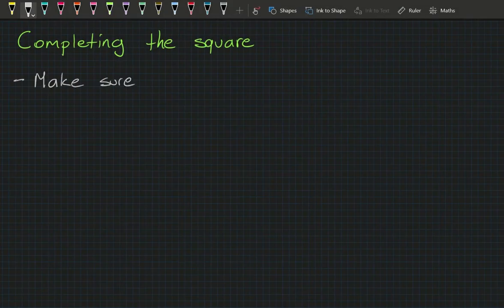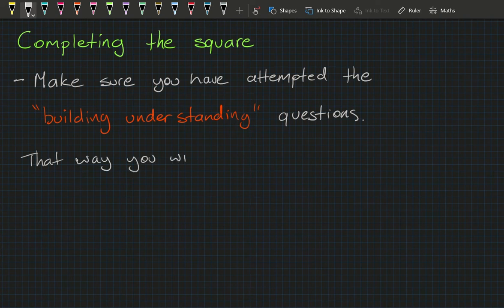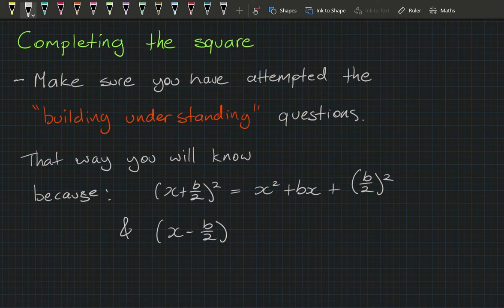Before you begin this section, make sure that you've attempted the building understanding questions. That way you'll know that because (x plus b on 2) all squared is equal to x squared plus bx plus (b on 2) all squared, and (x minus b on 2) squared is equal to x squared minus bx plus (b on 2) squared.